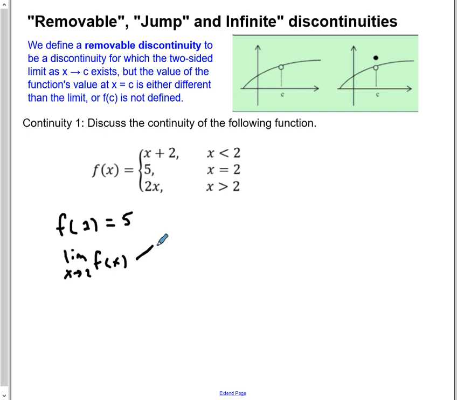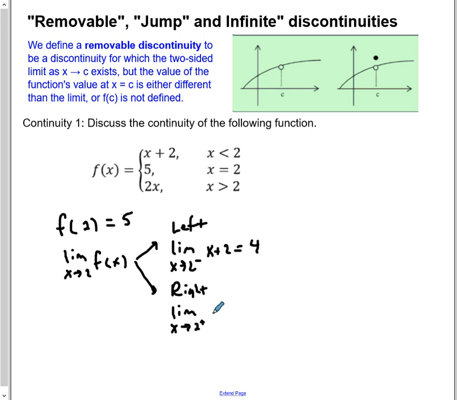Specifically, let's look at what happens to the left and the right. On the left-hand side of this function, if we take the limit when x approaches 2 from the left of f of x, we're dealing with the function x plus 2. And as x approaches 2 from that vantage point, we're going to get 2 plus 2, that is 4. But from the right, if we take the limit as x approaches 2 from values that are slightly greater than 2, we're dealing with the function 2x. Again, that gets to 4. So our limit as x approaches 2 of f of x is equal to, pardon me, is equal to 4.